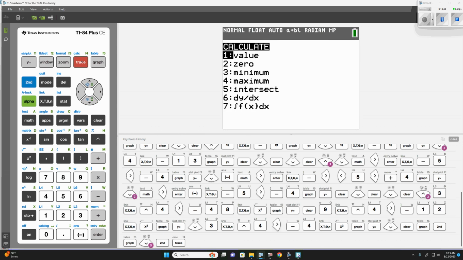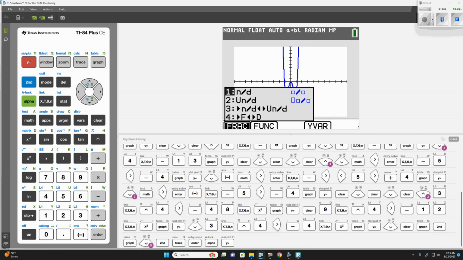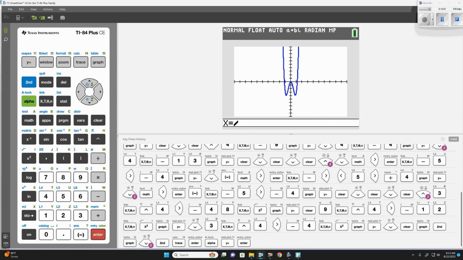Now if we go second trace, second calculate, you see the first one is value, I can hit enter. Now to get a fraction, we can do alpha y equals enter. It's just going to give us a division bar. That's fine. I'm going to put parentheses around the numerator to make sure it's dividing correctly. And say 2 second square root 3, because it gave me a parentheses to start the square root. I'm going to close it and close it again to close off the numerator. Divided by 3, because that's one of our solutions, yes?